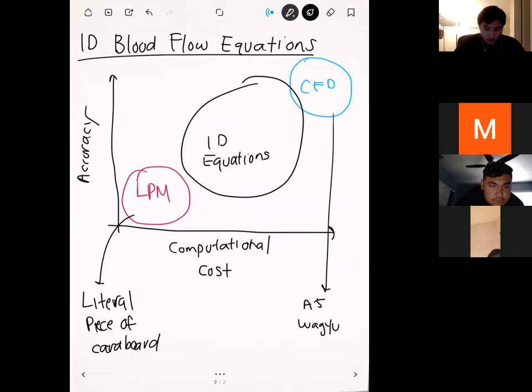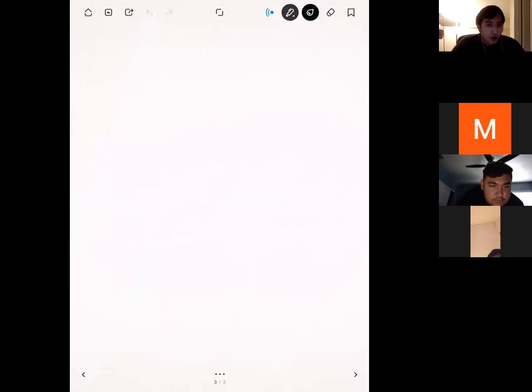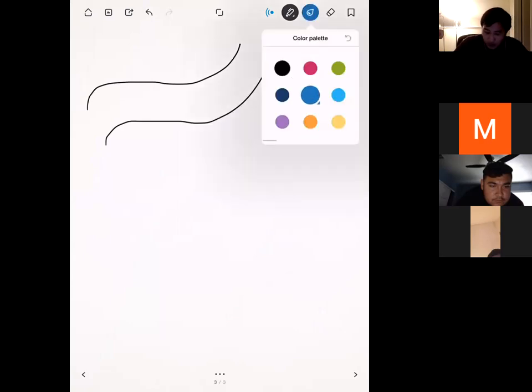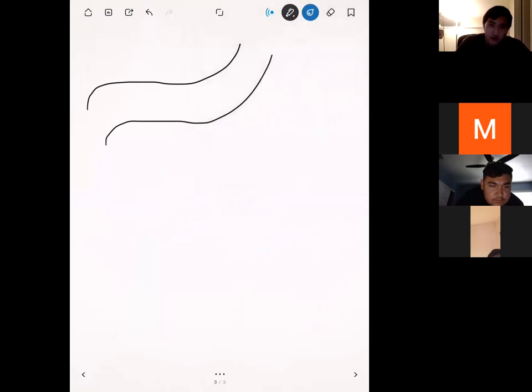All right, and so why do I call them the 1D equations? The reason we call them 1D equations is like this. Let's say that we have a vessel that might look like this. The vessel could be curved or could be any shape. And then along this vessel, let me draw the center line.